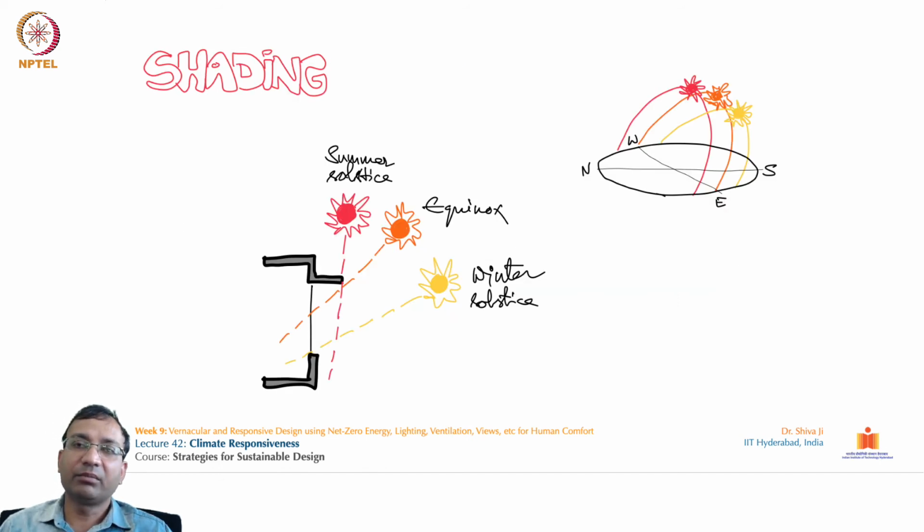Shading is one of the very important strategies for design: how well we can avoid sun when we do not want it, and how we can permit sun inside when we desire it. There are a number of solutions available for such a technique, and this has been used in vernacular architectural systems traditionally, and there are several other mechanical solutions also in modern times to control the sun.